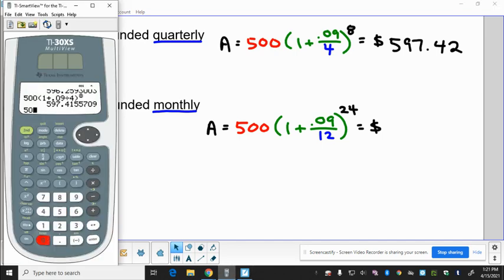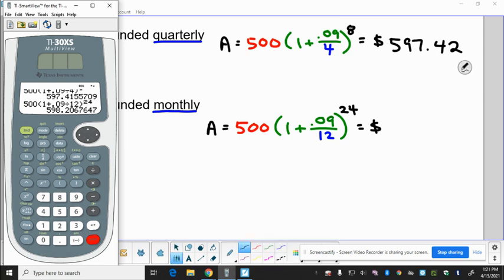Let's see. $500 at 9% compounded monthly with 24 compounding periods. Whoa, $598.21.